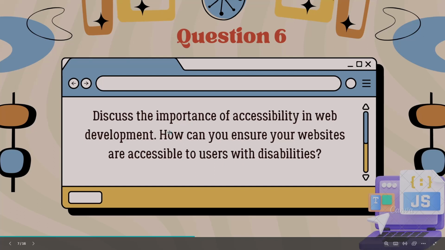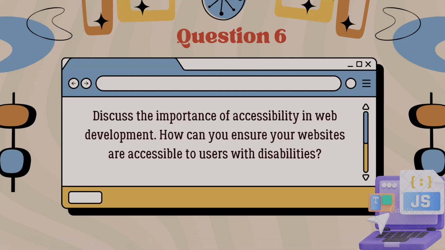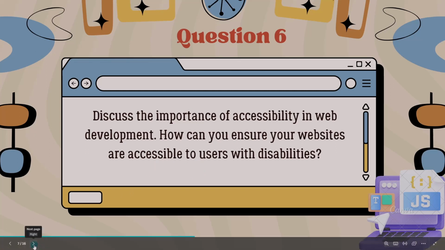Next is about accessibility. Discuss the importance of accessibility in web development. How can you ensure your website is accessible to users with disabilities? Accessibility is a very important feature in web development. If you are developing any website which is directly interacting with users, like a banking related website, definitely it should be accessible to all kinds of users. So just go through some of the points related to accessibility, how exactly you can make sure, as a developer, that your website is fully accessible.